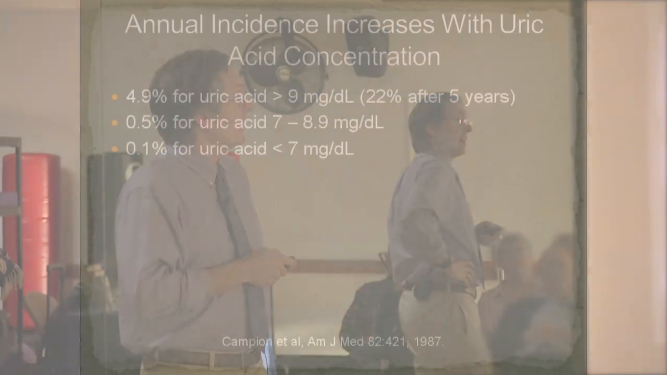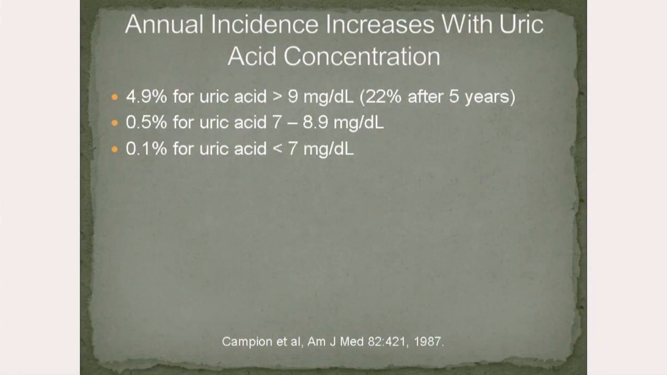So we find that as the uric acid concentration in the blood rises, the incidence of gout, meaning the occurrence of gout, increases. Okay, so 5% of people with a uric acid level greater than 9 milligrams per deciliter will have an attack of gout in a given year. And if you watch that same group of people over 5 years, 22% of them will have a gout flare. If the level of uric acid is between 7 and 9, 0.5% of those individuals will have a gout flare. And if the uric acid level is less than 7, 0.1% of those people have a gout flare. So definitely, the higher your uric acid level, the more likely you are to have gout. Okay.